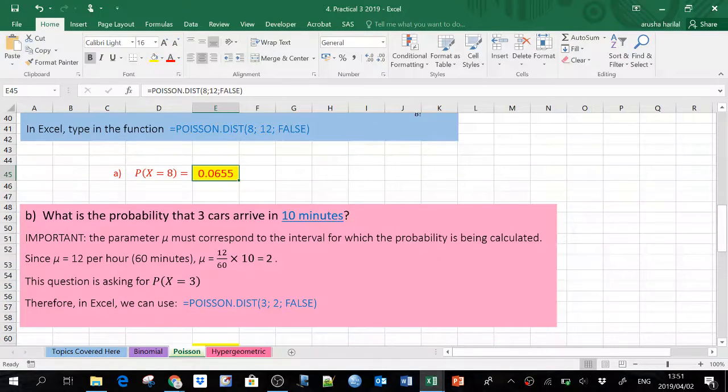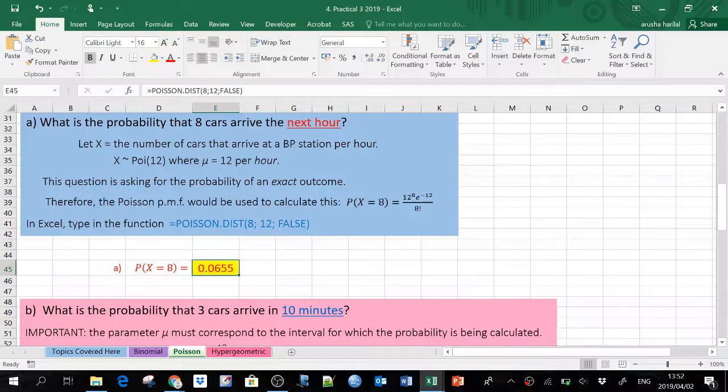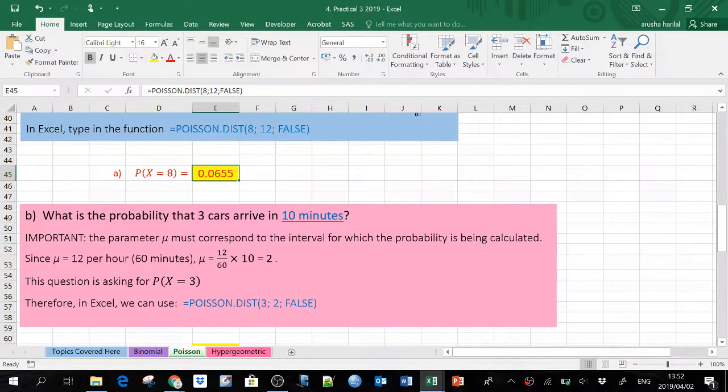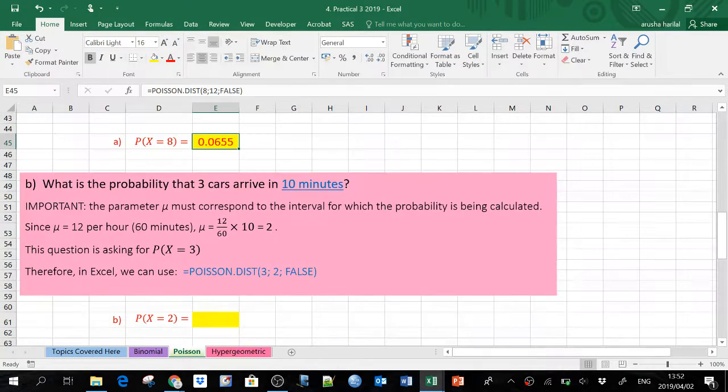So now, what is the probability that 3 cars arrive in 10 minutes? I've underlined this. Why? Because remember, when we defined our random variable x, we defined it per hour, which means that we now need to adjust our mu value, our average. What were we given? Mu was equal to 12 per hour. And now we have 10 minutes. But we know that an hour is equivalent to 60 minutes.